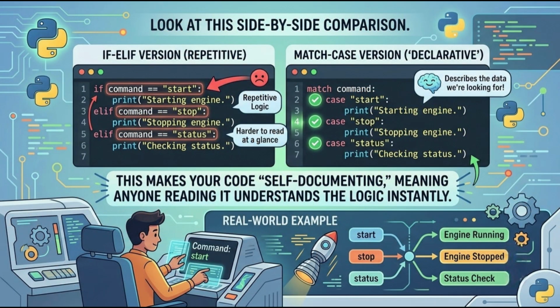Look at this side-by-side comparison. The if-elif version on the left is repetitive. The match case on the right is declarative. It describes the data we're looking for. This makes your code self-documenting, meaning anyone reading it understands the logic instantly.